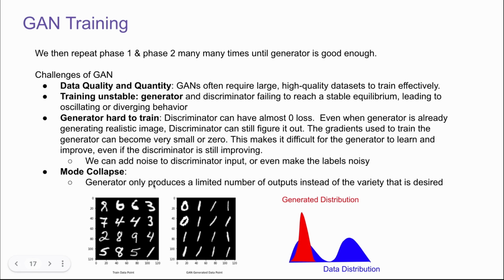It's also possible to have mode collapse. The generator only produces a limited number of outputs instead of the variety that is desired. For example, in this case, the training data points have all numbers, but the GAN-generated data points only have 0s and 1s. This is to visualize it, so the actual distribution is a lot wider than the generated distribution. So there are many challenges with GANs, and they have different solutions, and we're going to go through those in the following episodes.